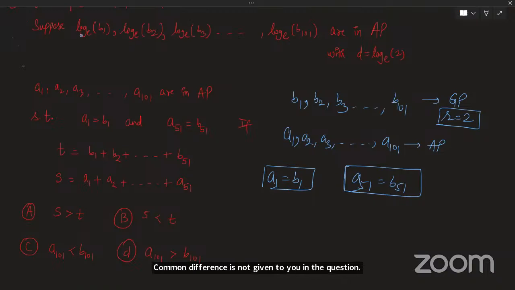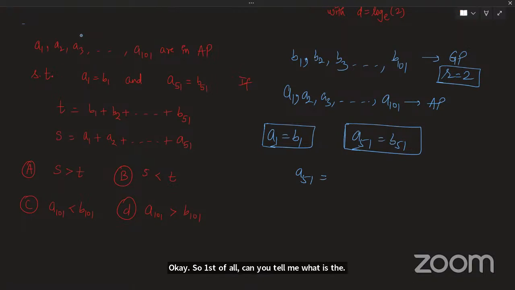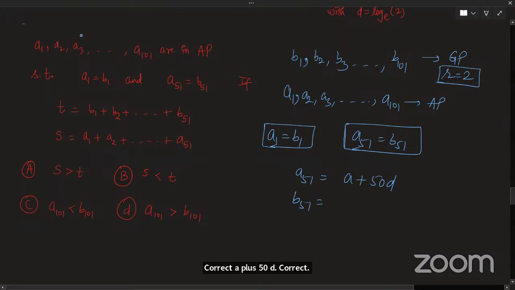So since it is not given to you, now you have easily inferred. What do you use from this information? Your 51st term of the GP is equal to your 51st term of the AP. So how can you use this information? First of all, can you tell me what is the 51st term of the AP? A plus 50D, correct. And what is the 51st term of the GP?